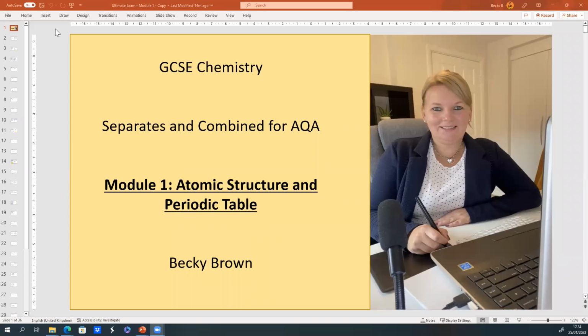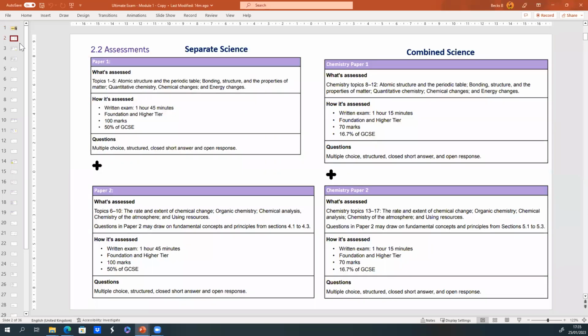Just a quick overview then of your exams. So separate science, obviously you sit 3 exams. Combined science, you are going to sit 2. And so they're assessed slightly differently. Your separates are 100 marks per paper, whereas your combined are 70 marks. So the length of the paper is a little bit longer because you cover that little bit more content.